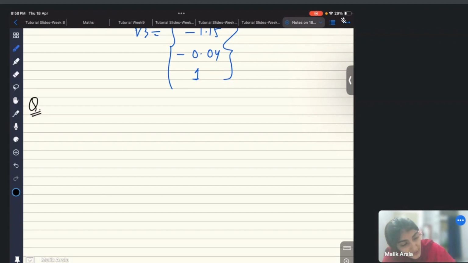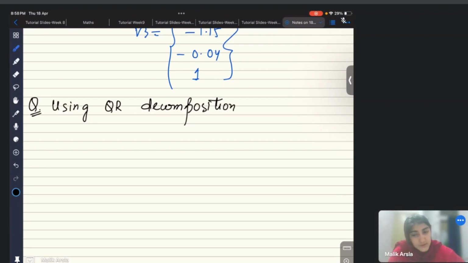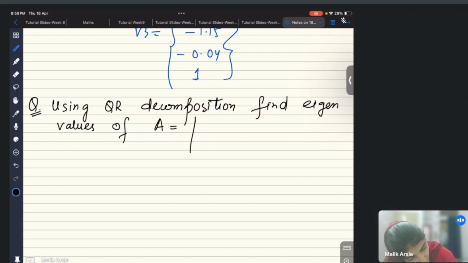So the question is: using QR decomposition, you can say QR decomposition or QR factorization, find the eigenvalues of A is equal to 4, 2.